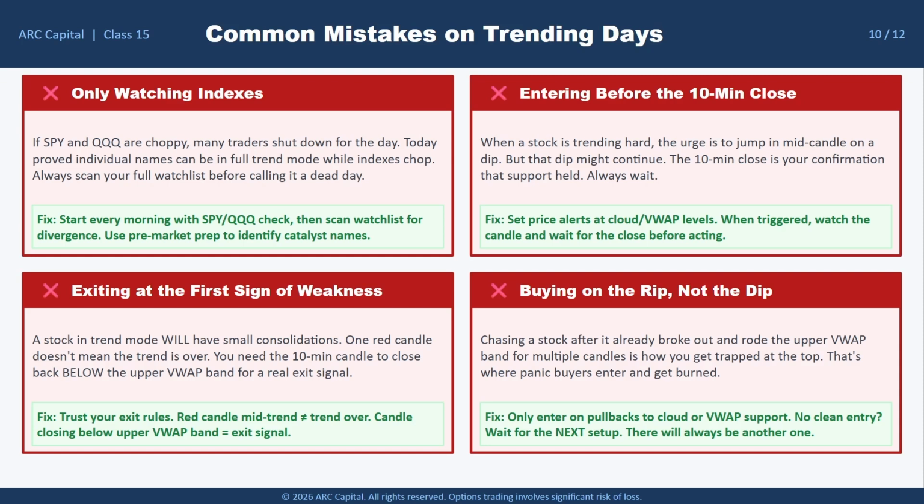One red candle doesn't mean the trend is over. You need the 10-minute candle to close back below the upper VWAP band for the real exit signal. In my opinion, these first signs of weakness get scary, of course, because let's say you're up 20% and then you get caught in that 10-minute flag formation. You're up 20%, 10%, 5%, and if the trade goes wrong, you can go red quicker.